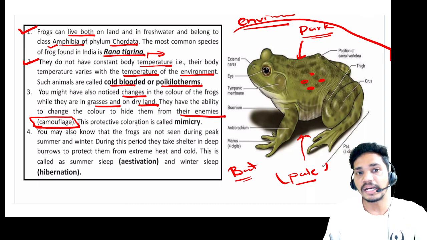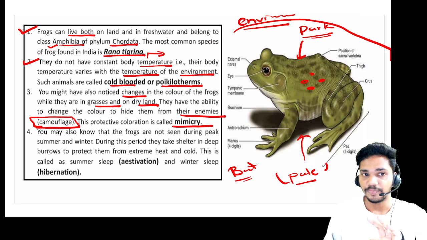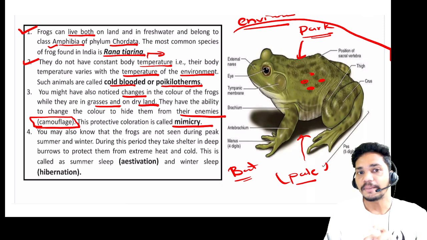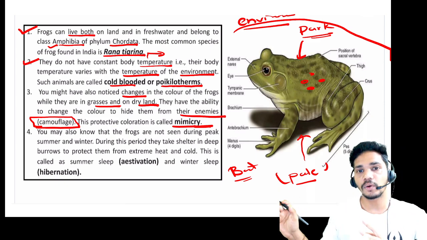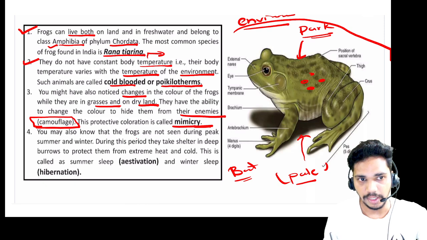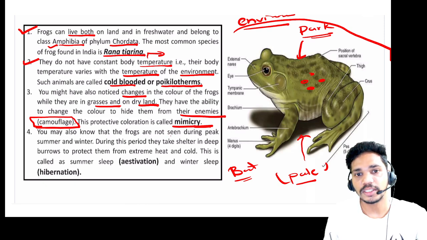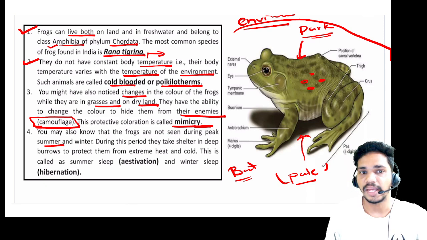दिस प्रोटेक्टिव कलरेशन इज कॉल्ड अ मिमिक्री. सी, कैमोफ्लेज तो है ही, लेकिन ये प्रोटेक्टिव कलरेशन को क्या बोलते हैं? मिमिक्री बोलते हैं. अगर आप मिमिक्री का एग्जांपल देखोगे तो that is different. Okay, so you may also know that frogs are not seen during the peak summer and the winter.